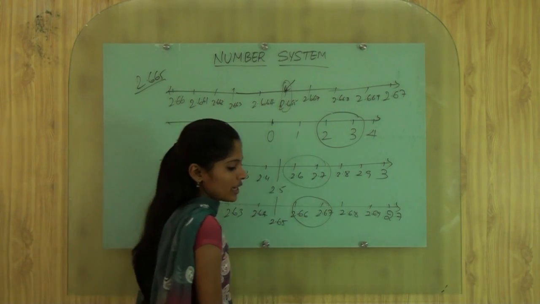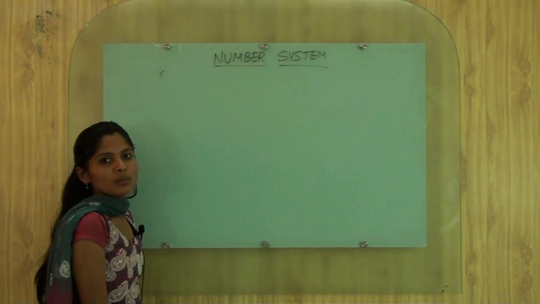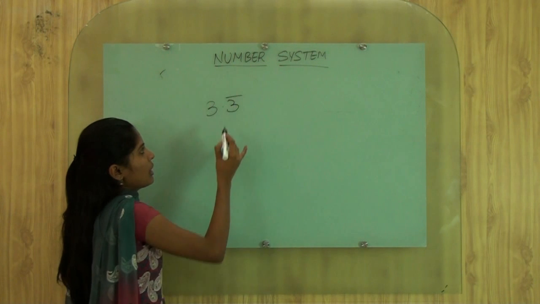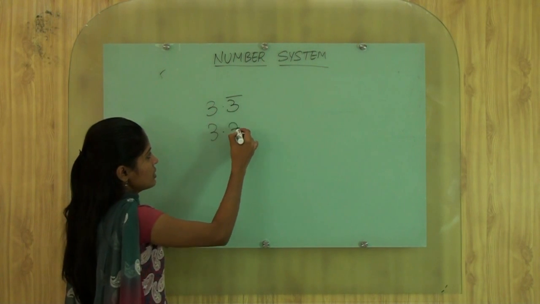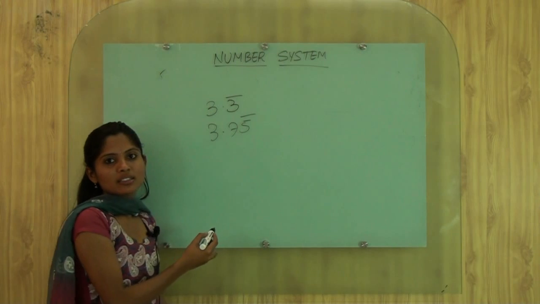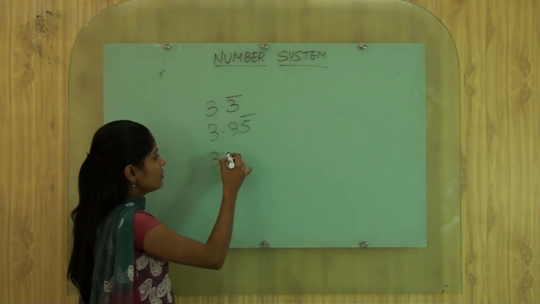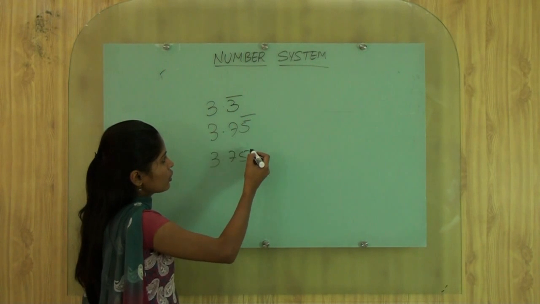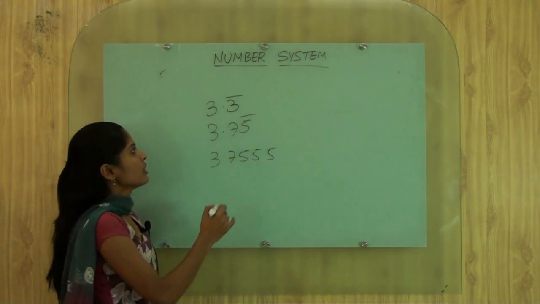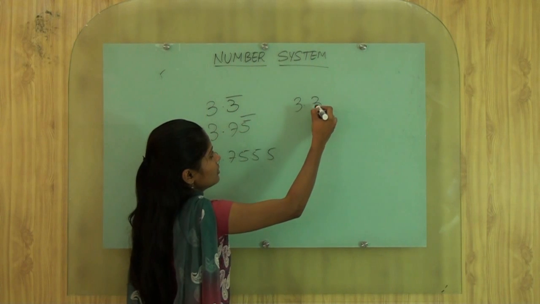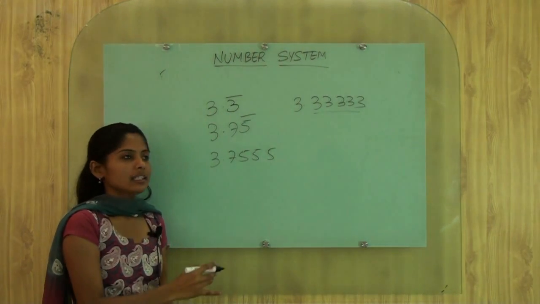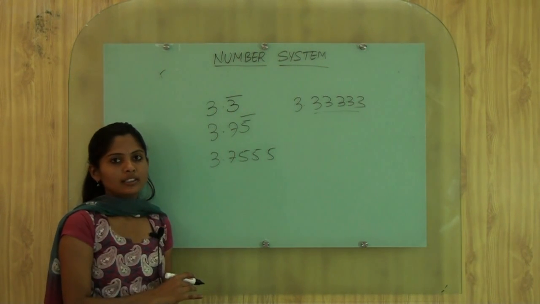We can do this for recurring numbers also. Suppose you have a number called 3.3 bar or 3.75 bar. Take 4 decimal places, 1 2 3 4, and then solve the problem. Or else take 3.33333. We have taken 5 decimal places and then locate this number on a number line.